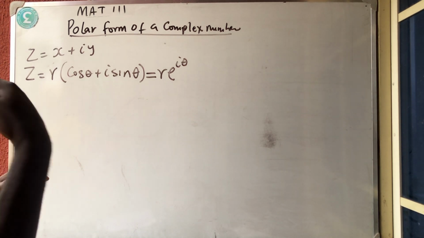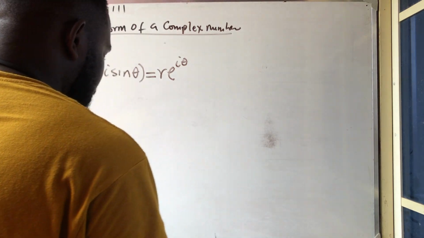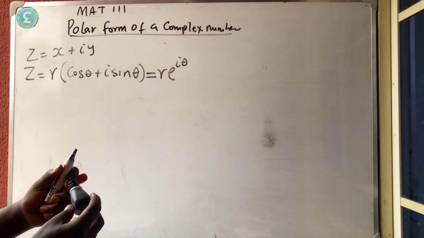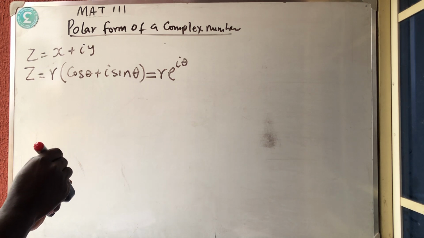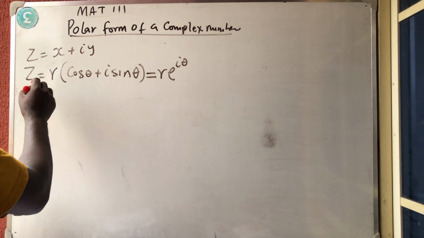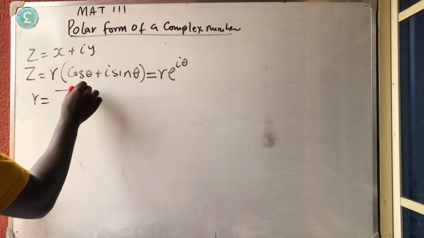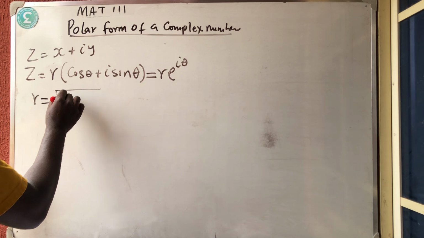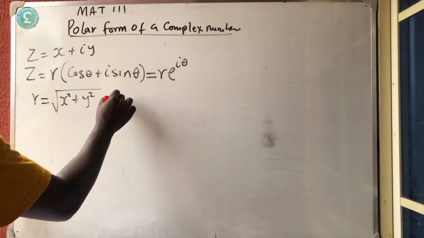But for you to find the polar form of any complex number, you need two things: your r and your theta. Once you can get your r and your theta, you are done. So what is our r? Our r is the square root of x squared plus y squared, and it is called the modulus.